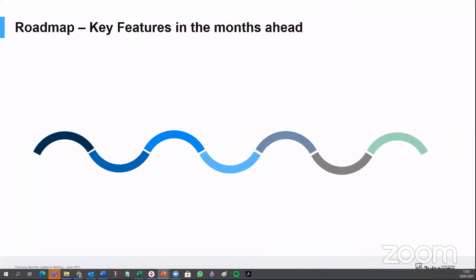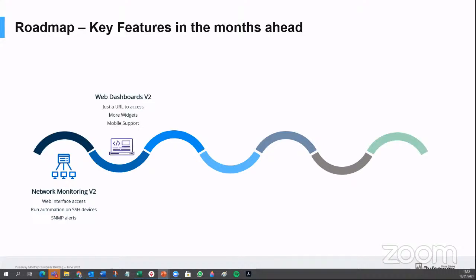I just want to give you a glimpse of some of the key things happening in our roadmap. Network monitoring V2 is coming along in the next few weeks, which will bring in SNMP alerting, may also add some automation to SSH devices, and also will extend the SSH remote control capability. We are working towards giving you access to the web interface, so it's even easier to make changes, again, without connecting to the network, all through the Pulseway tool.